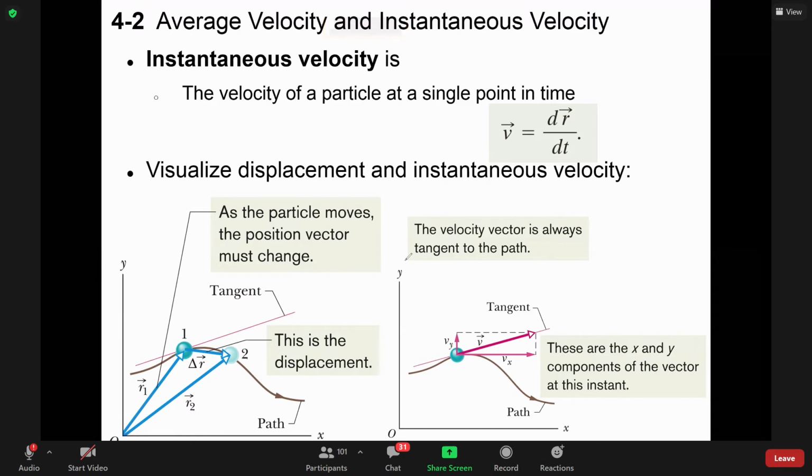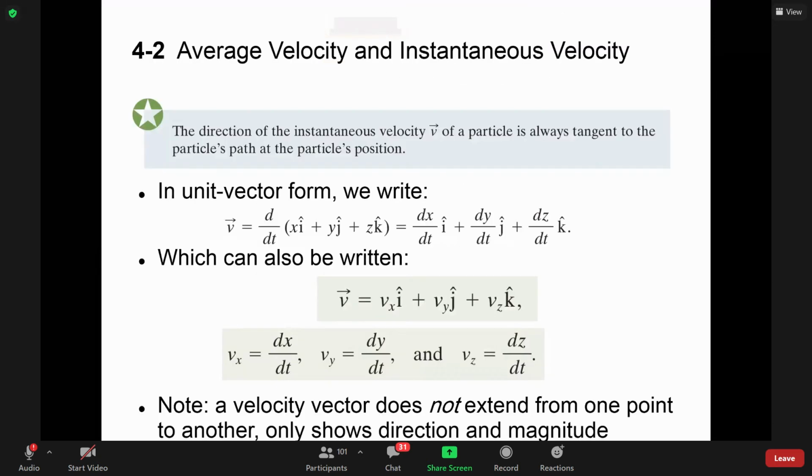Once we have displacement, we defined average velocity and instantaneous velocity. In unit vector notation, instantaneous velocity is simply not only taking the derivative of x, but also taking the derivatives in 2 dimensions and 3 dimensions.